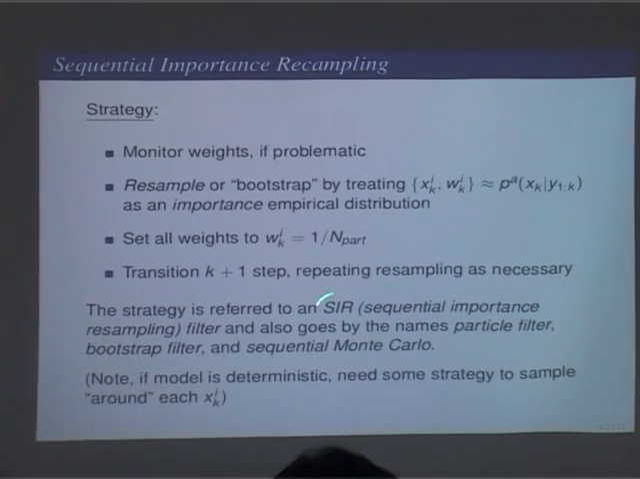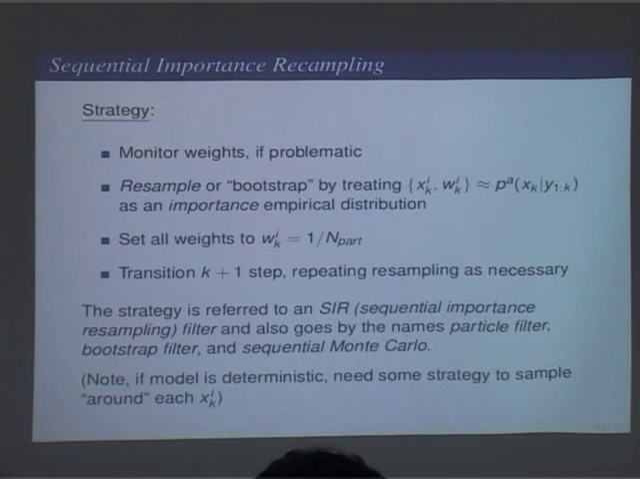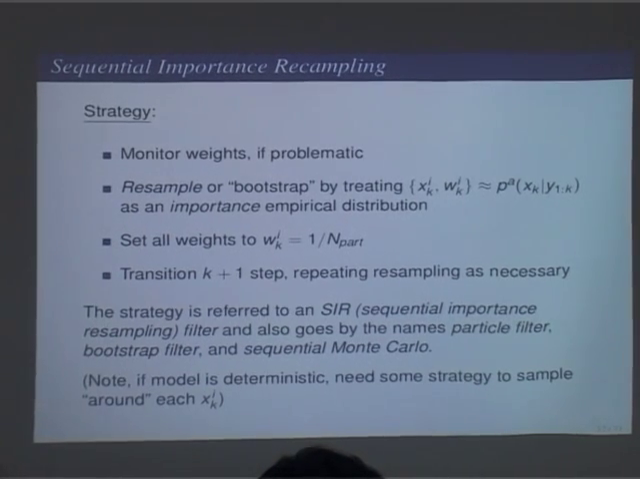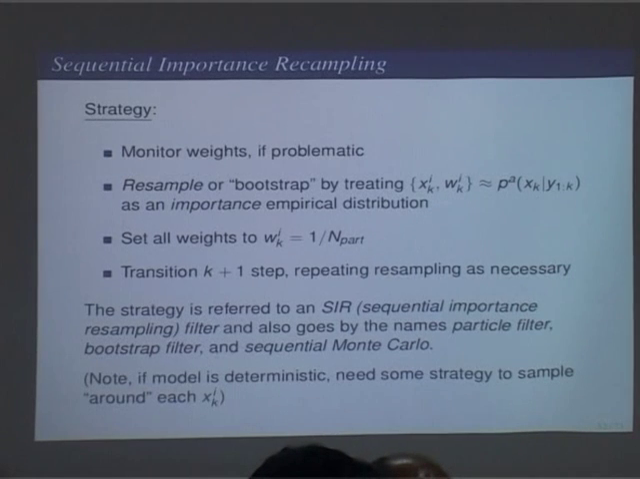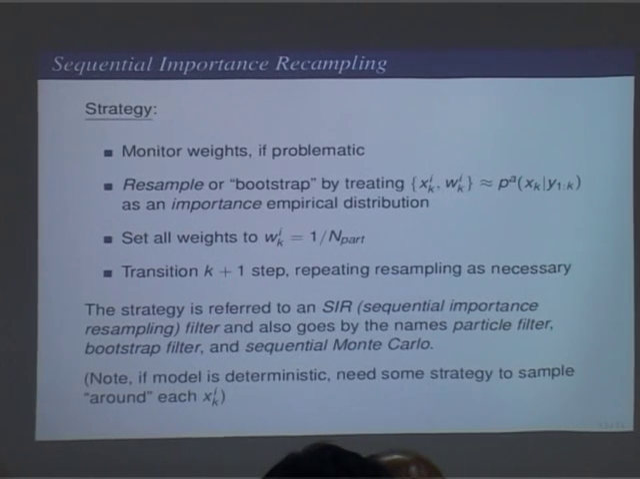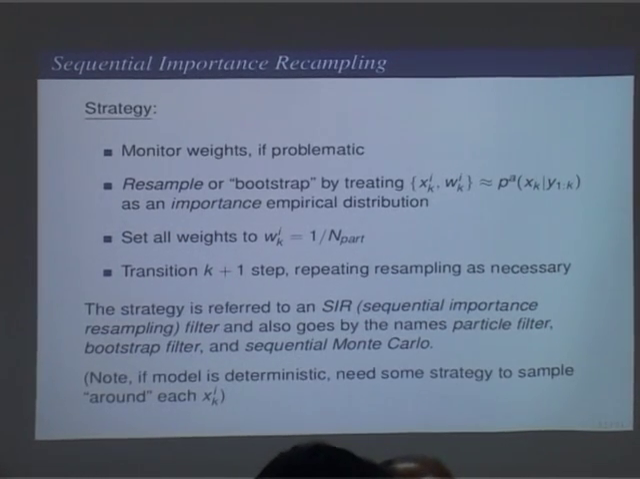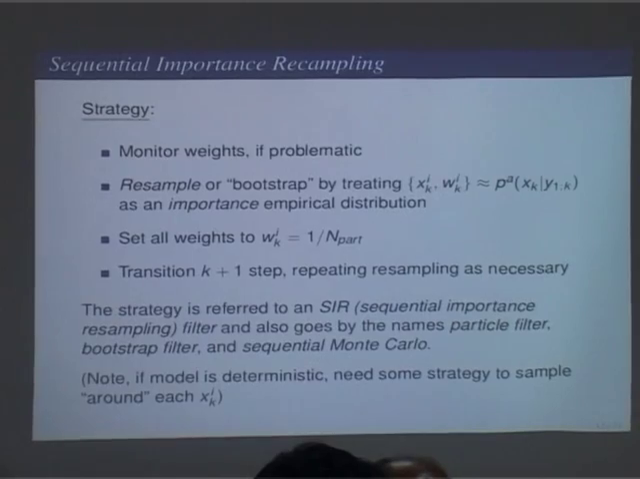So then our weights are set even, and we transition forward, repeating as we go. So this algorithm is sequential importance resampling. Generically, when you hear these other words, and I'm talking in the user community of particle filter, bootstrap filter, sequential Monte Carlo, this is the algorithm. This is the generic algorithm people are talking about. This algorithm.